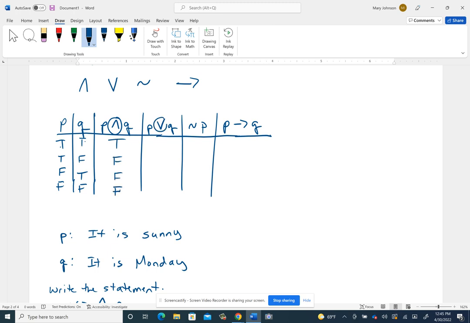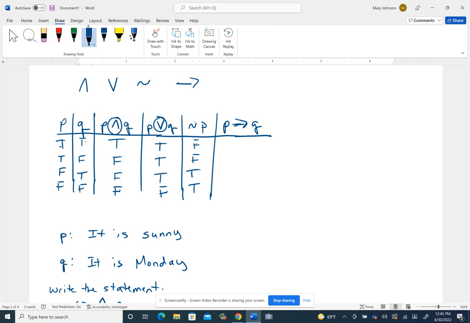Okay. If it's an or, then only one must be true. If it's a not, you just negate the values. So if P was true to start with, it would be false. If it was false to start with, it's now true. And then the implied one is the harder one. It's about breaking your promise.